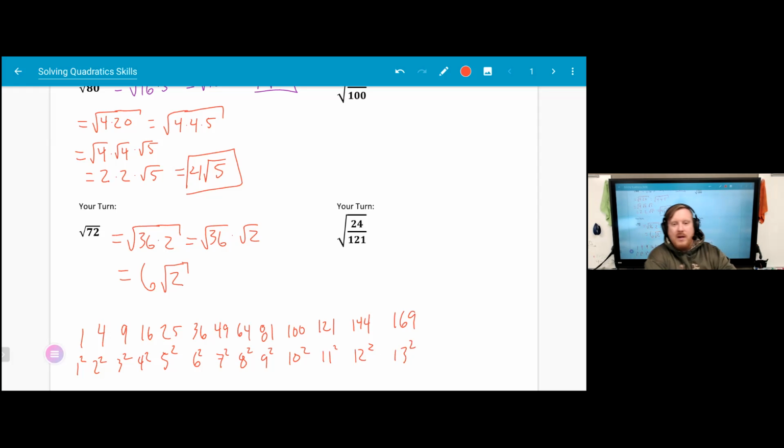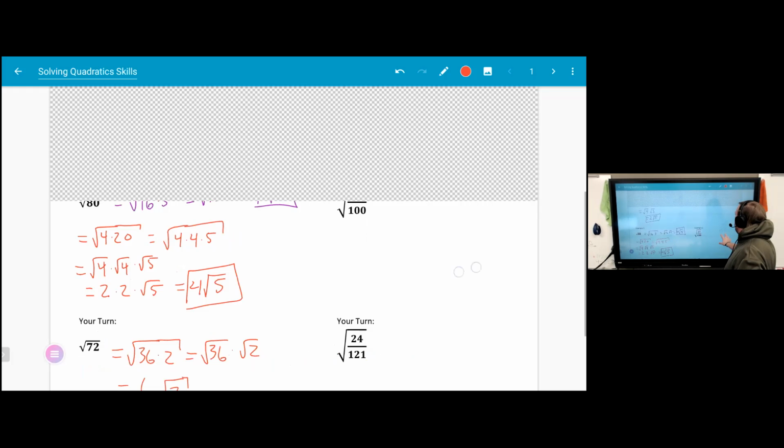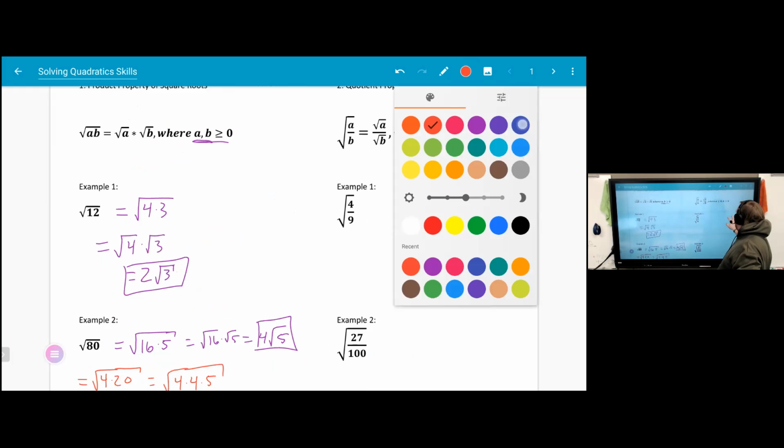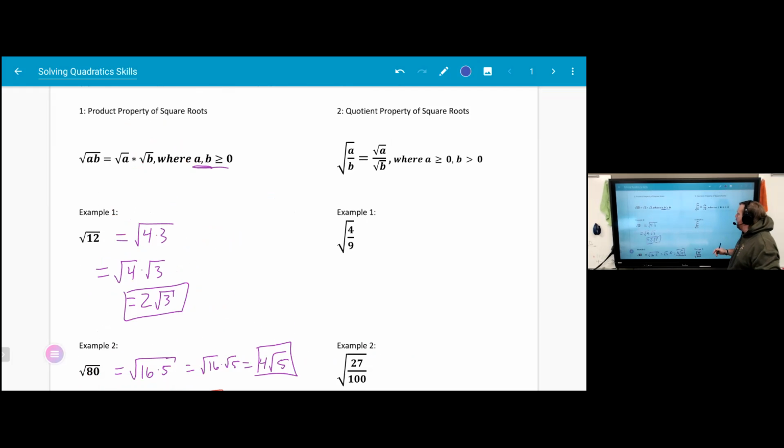Well, square roots don't just involve multiplication. We also have a little bit of division going on here. What happens when you have quotients or division? The quotient property of square roots. Let's say you have the square root of a fraction, the square root of a divided by b. Well, what can we do with that? Similar to the product property, it becomes the square root of a divided by the square root of b.